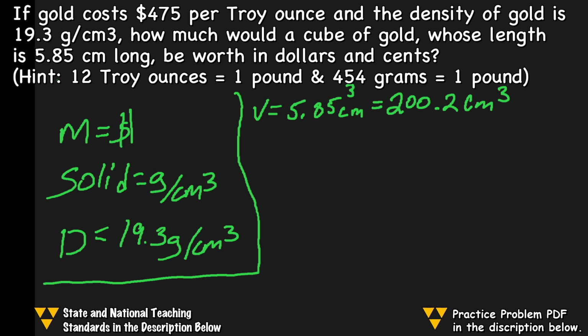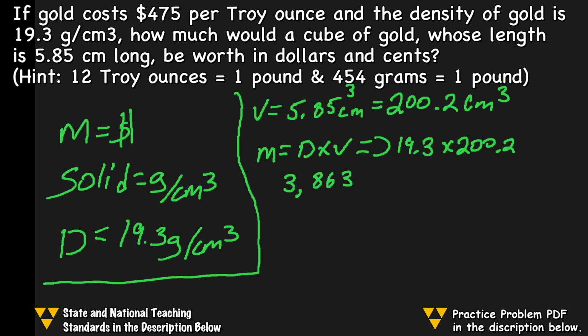Now we have our volume, we have our density, now we can solve for our mass. Mass equals density times volume. In other words, if we plug in what we have, 19.3 times 200.2, that's going to give me a mass of 3,863.9 grams. Okay, we're going to mark that real quick. Now what we're going to have to do is convert that grams into our money. To do that, it's going to take several units. This is why dimensional analysis is important, so that you can cancel units out.